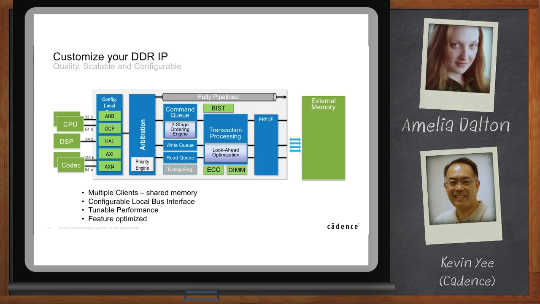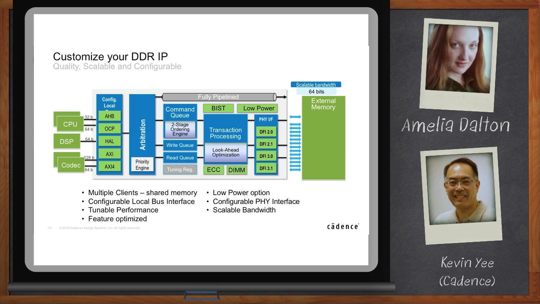We offer a low power option, which is critical because a lot of this goes into mobile devices and consumer devices that are running on battery. We also have a configurable PHY interface. So if you're using external PHY, we can connect to almost anything that's out there. We have scalable bandwidth, so anywhere from 8 bits, 16 bits, up to 72 bits if you want.